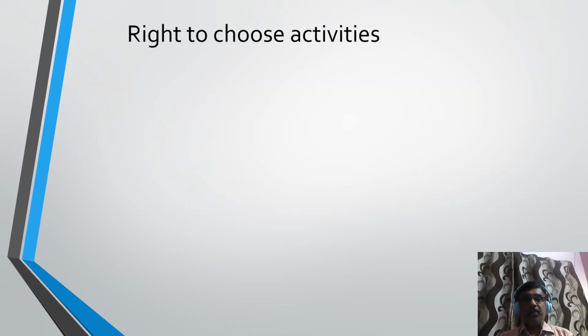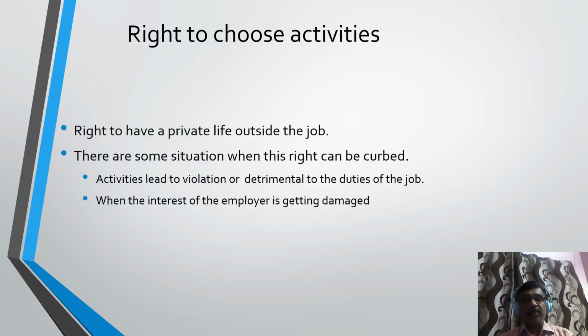Next one is the right to choose activities. Employees have a right to choose their personal activities other than at the working place, during the extra hours. So other than the working hours, he can do what he wants in his private life outside the job. It is a right to have a private life outside the job. These rights may be curbed by employers in certain situations, like activities that lead to violation of or are detrimental to the duties of the job, when the interest of the employer is getting damaged. So even though employees have a right to choose their own activities, on certain occasions or in certain organizations this will not be allowed due to a certain policy of that organization.